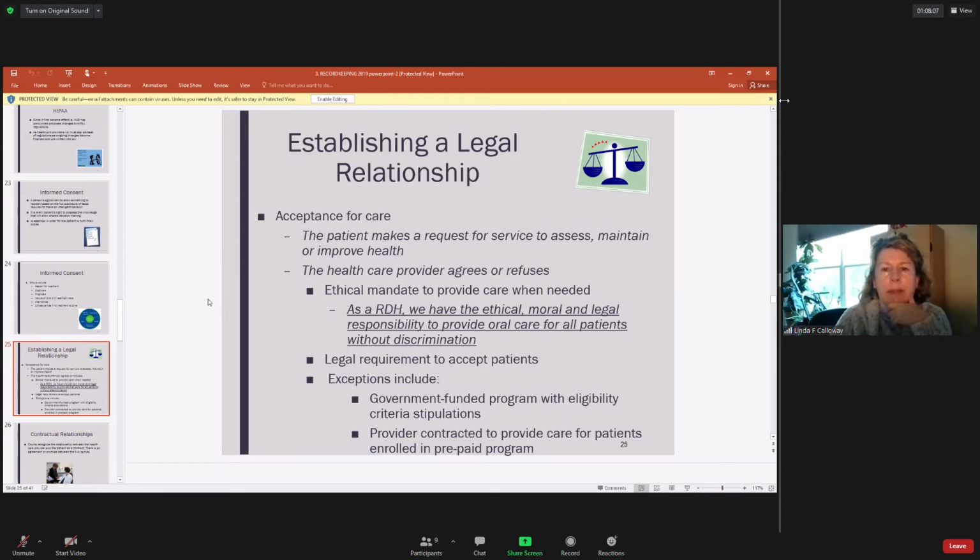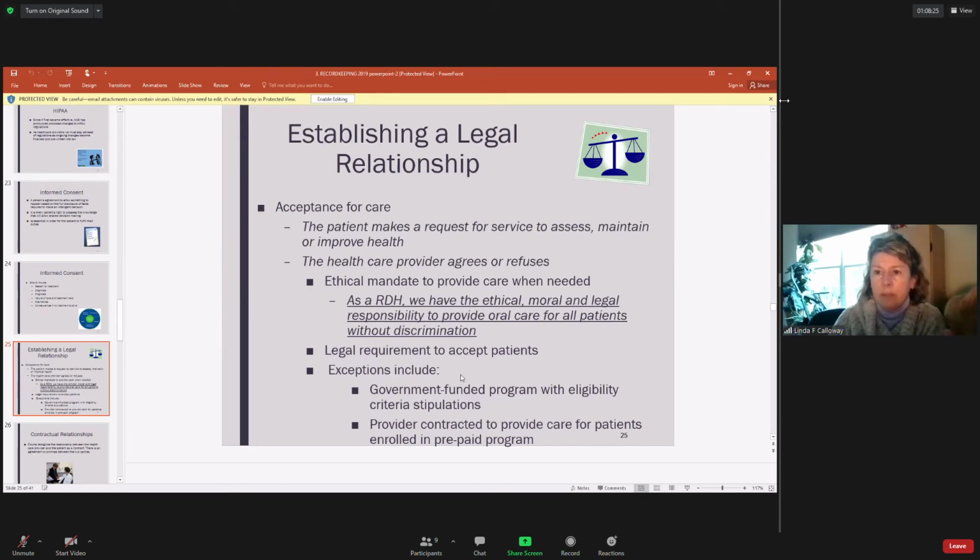So the healthcare provider agrees or refuses ethical mandate to provide care when needed. As an RDH, we have the ethical, moral, and legal responsibility to provide oral care for all patients without discrimination. Legal requirement to accept patients. Exceptions include government-funded program with eligibility criteria stipulations. So some offices will take the Medicare, Medicaid patients and some will not. They have the right to accept those restrictions of fees or not. Provider contracted to provide care for patients enrolled in prepaid programs.